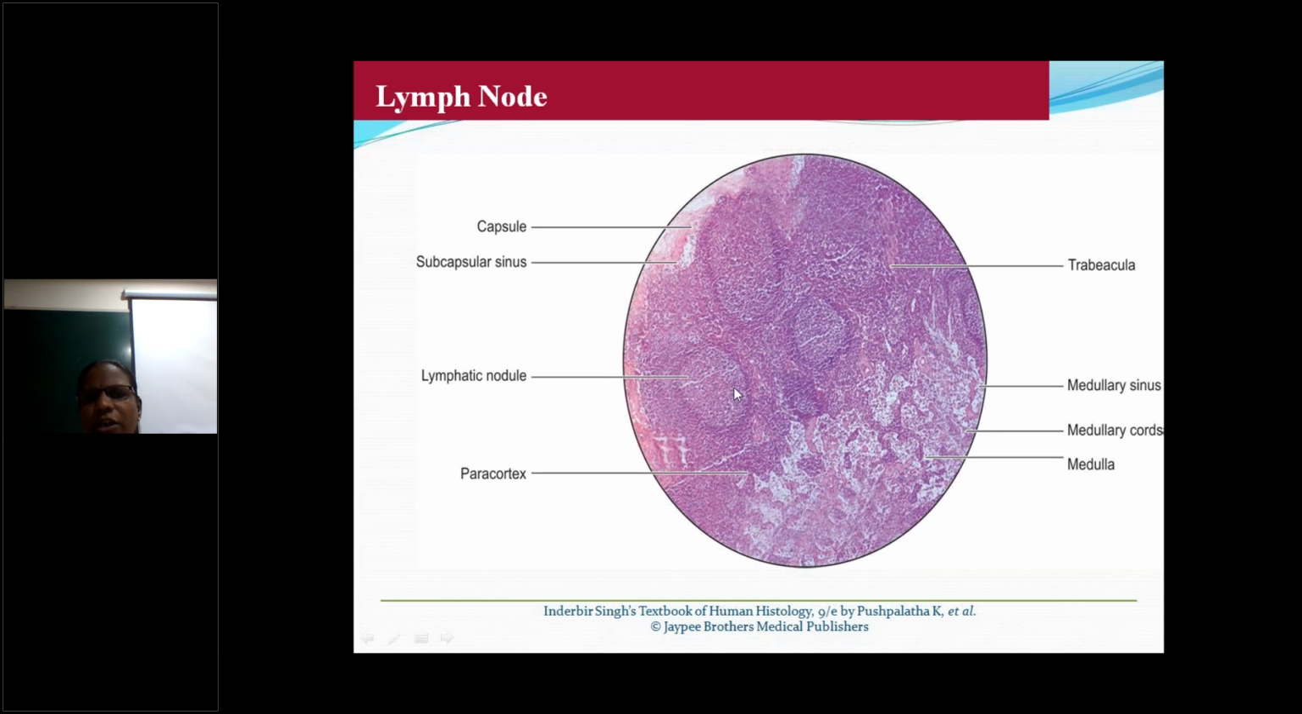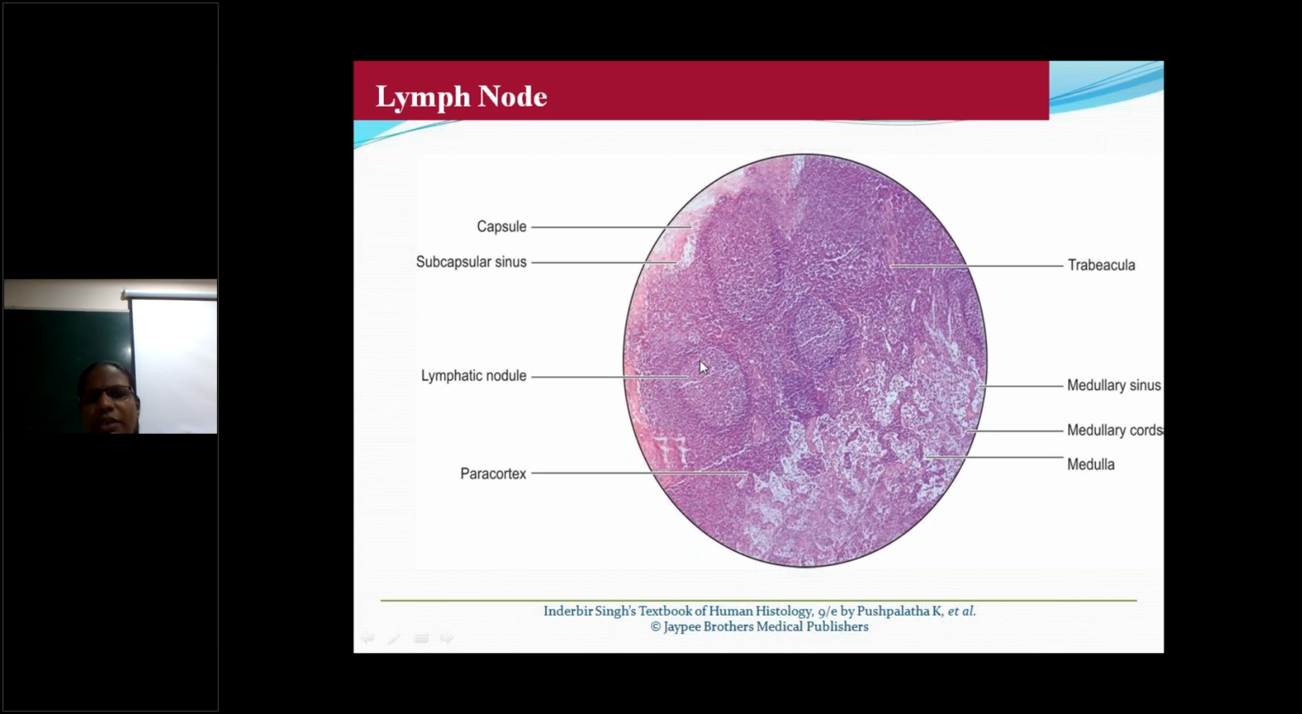So the cortex region contains a number of lymphatic nodules. At the center, B lymphocytes are present. Towards the rim also, you are able to see B lymphocytes. Beside the rim part, T lymphocytes are present.